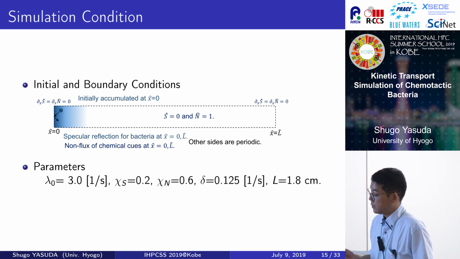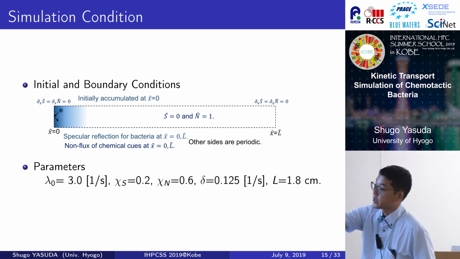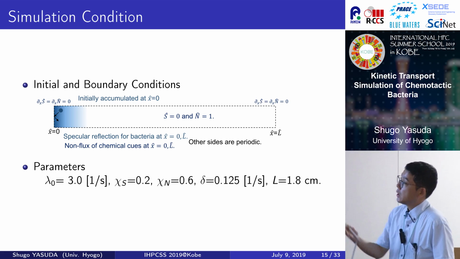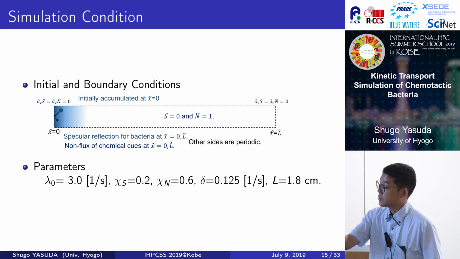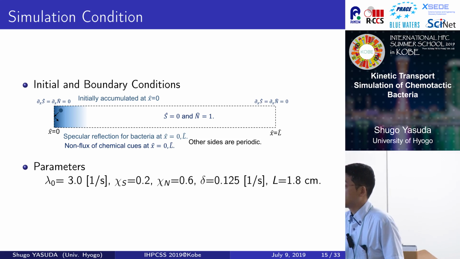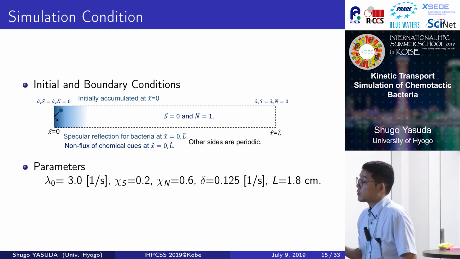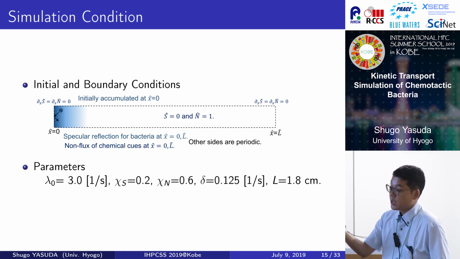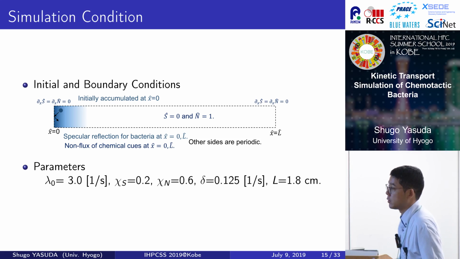We consider the narrow channel. And first, the bacteria are accumulated at one side, this side. And in the channel, the food and nutrient is uniformly filled. As a boundary condition, we consider the mirror boundary, mirror reflection for each Monte Carlo particle.